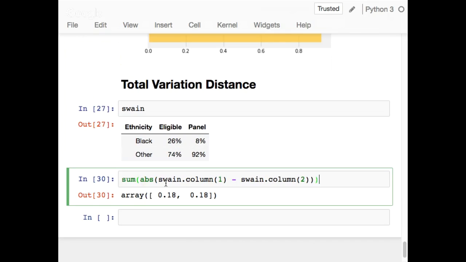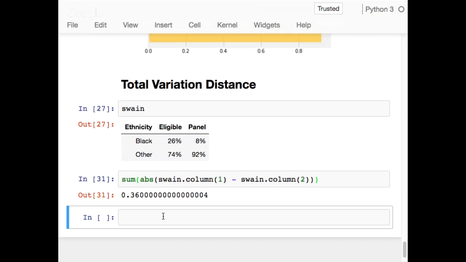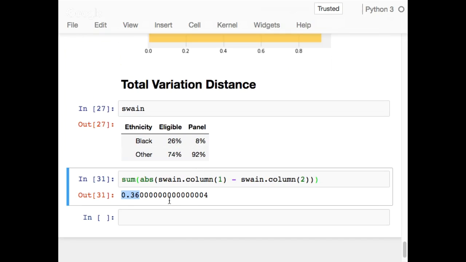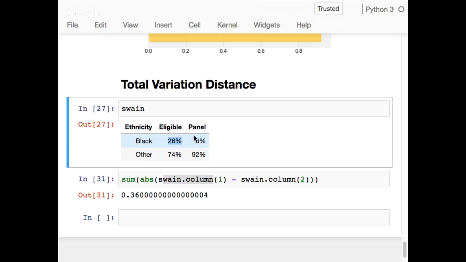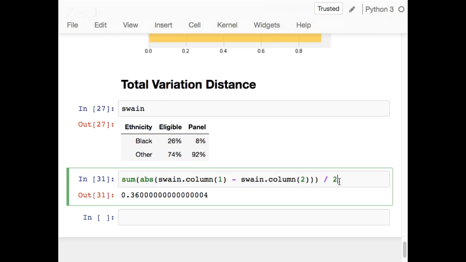So I can just do sum. Okay. So now I have this 36%, or 0.36. It's not exactly 36%, but it's like 0.36 difference, right? And I notice that, again, this Swain dot column 1 is like 8. This right here, 26 minus 8 is 18%. This right here is negative 18%. I'm kind of doubling up my 18%. So I just divide this whole thing by 2 and get 0.18.